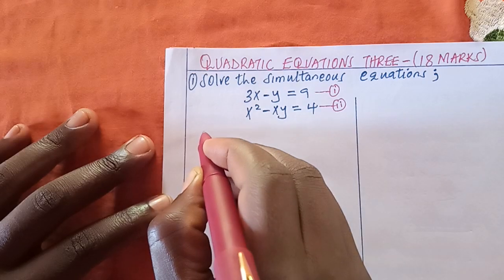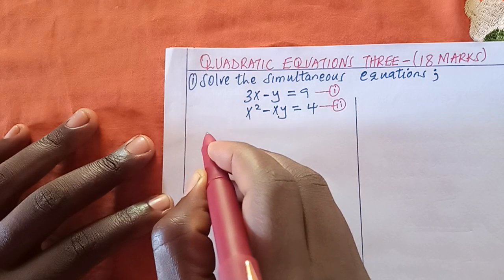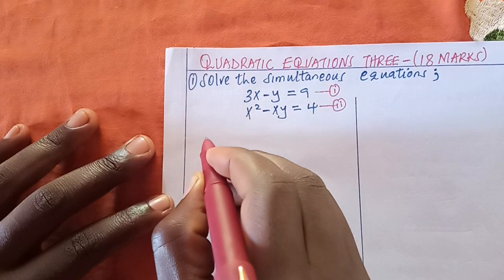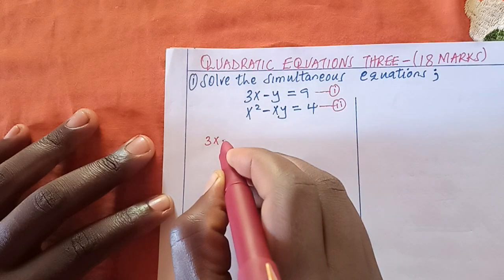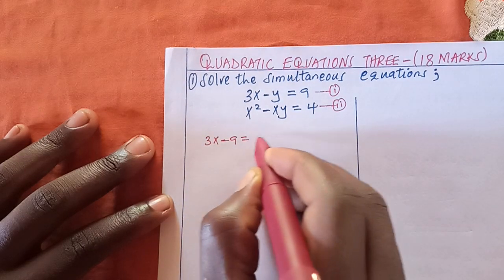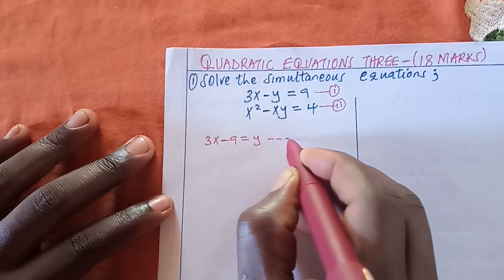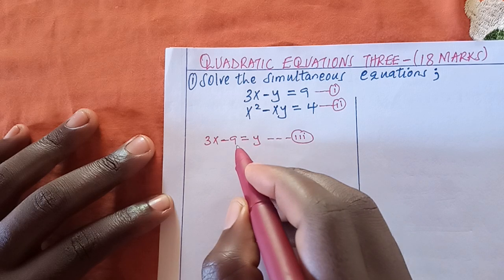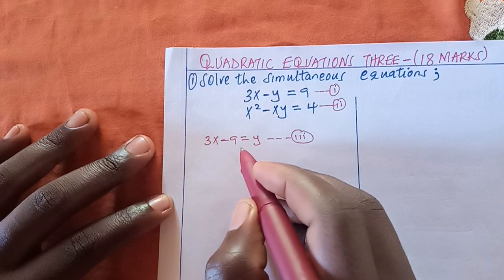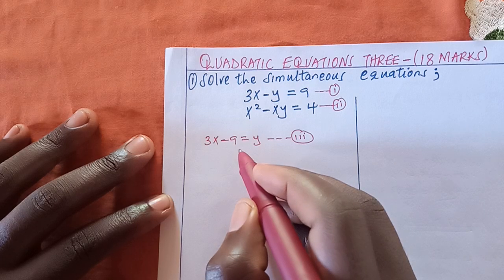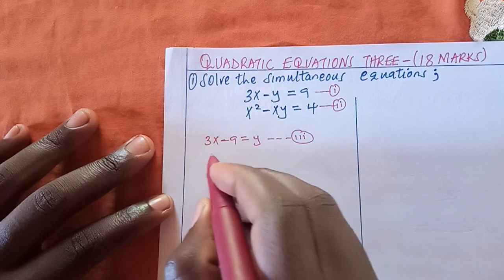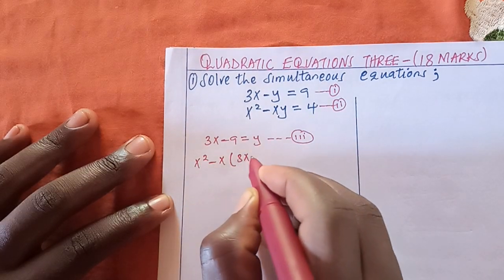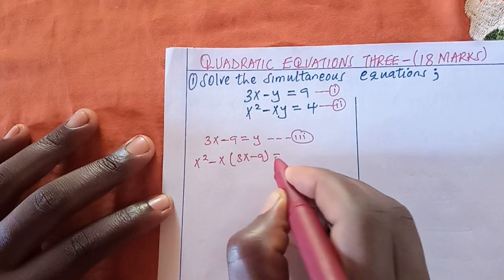Now, let us make y the subject of the formula in the first equation by saying that 3x minus 9 is equals to y. So this is our third equation. We are going to substitute y for 3x minus 9. Where we see y, we substitute with 3x minus 9 under equation 2. So x squared minus x, you multiply by 3x minus 9 is equals to 4.